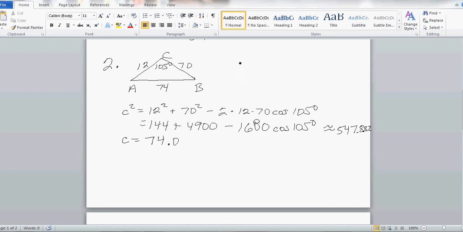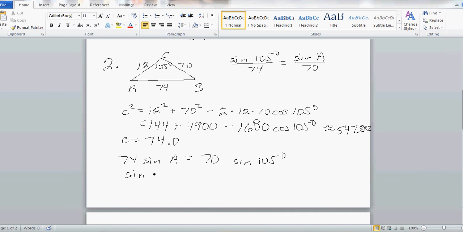So then we do the law of sines. Well, I certainly need the sine of 105 degrees over 74. And then it doesn't really matter which one I choose, so I like A, so I'm going to take the sine of A over 70. And then I need to solve for A. So doing cross products, I'll get 74 sine of A equals 70 sine of 105 degrees.